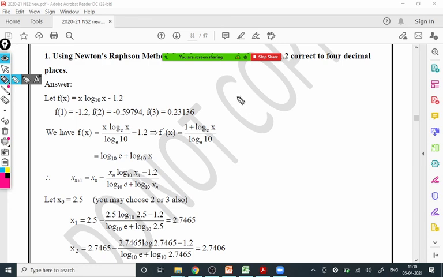So step number 1, we decided the interval. The interval is 2, 3. The root lies in the interval 2, 3. That's one. Now we have to take f dash x.